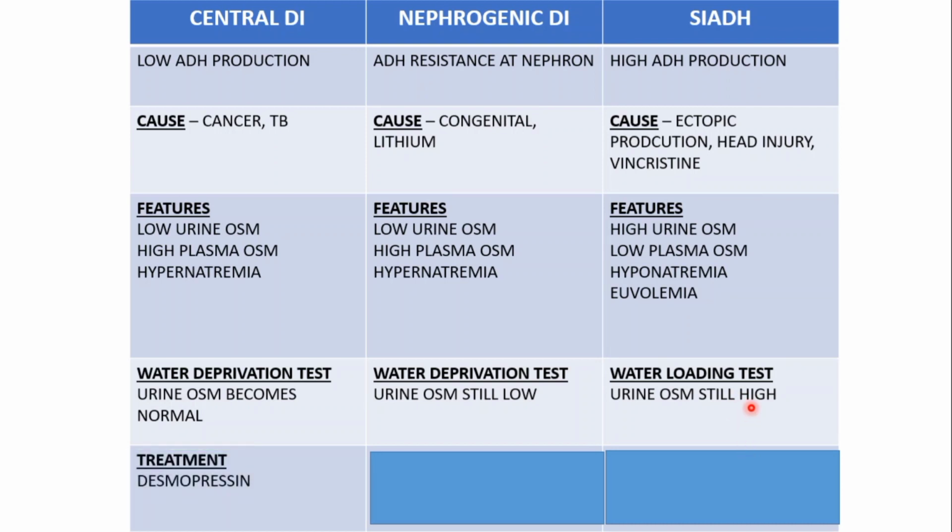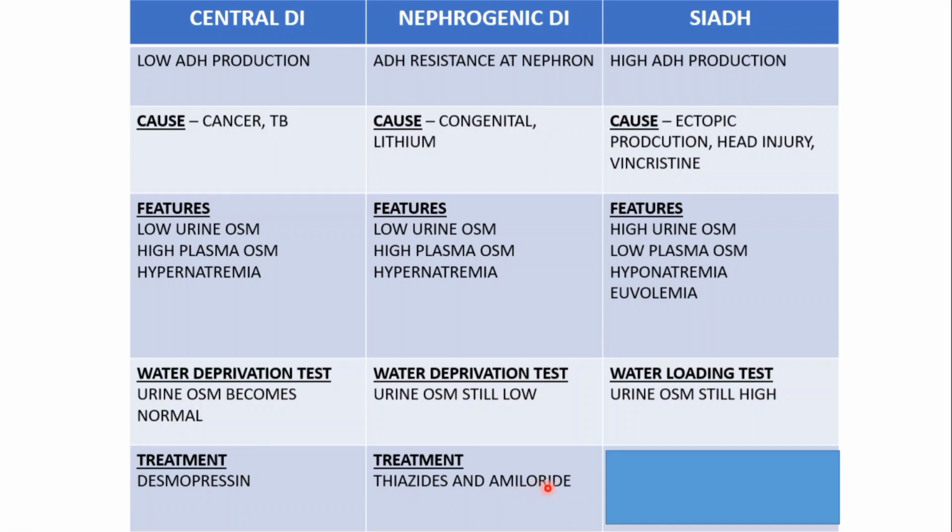For treatment, we give desmopressin. ADH is also called vasopressin. Desmopressin is just a synthetic analog of vasopressin. Instead of giving ADH, we give desmopressin. In nephrogenic diabetes insipidus, we give thiazide diuretics and amiloride. This is a bit contradictory. The patient is already having diuresis, but we are giving a diuretic. This has a different mechanism in which we make the patient diurese and stop the diuresis.